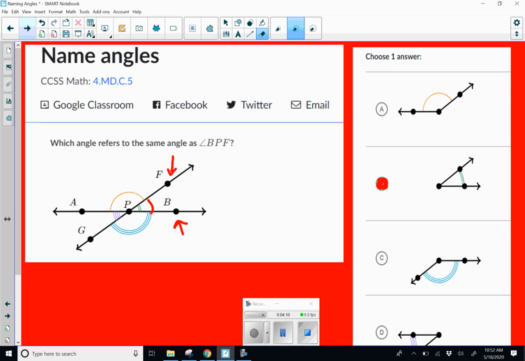Which angle refers to the same angle as BPF? So starting at B, P is your vertex, and then F, that would be where my little red line is that I drew in, or where these two little green angle lines are. So the angle that refers to that one would be answer choice B.